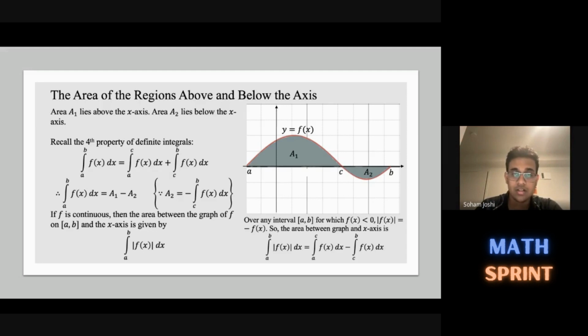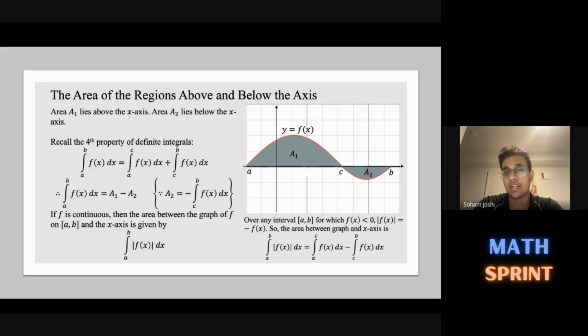So for this curve shown on the right, because it lies above and below the x-axis, this integral will not be equal to a1 plus a2. That is, the integral of f of x with respect to x with a lower limit of a and an upper limit of b will not be equal to a1 plus a2, but rather it will be equal to a1 minus a2, as per the fourth property of definite integrals. So this does not actually help us at all.